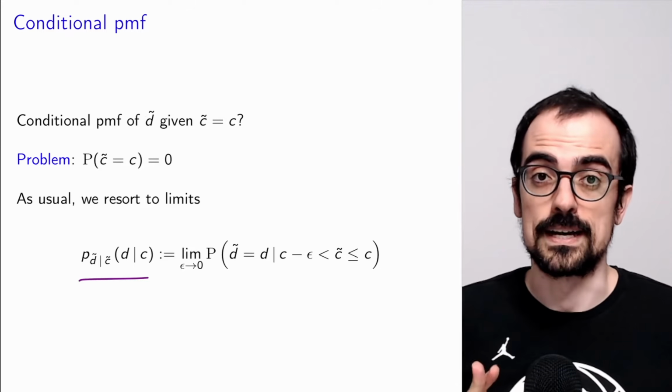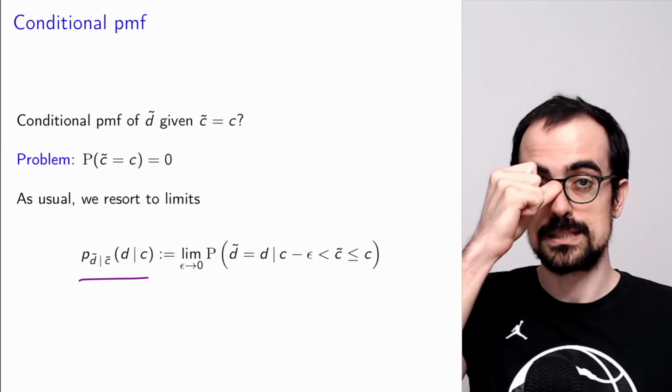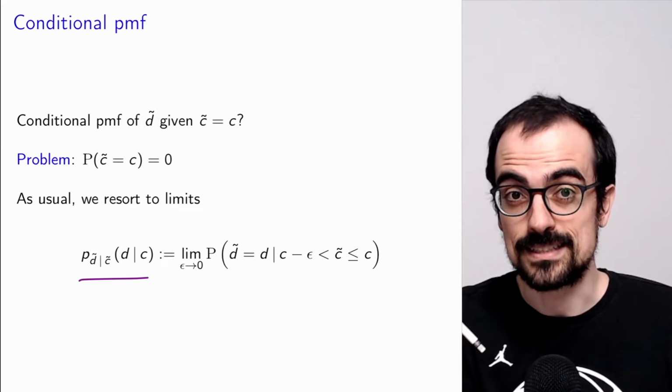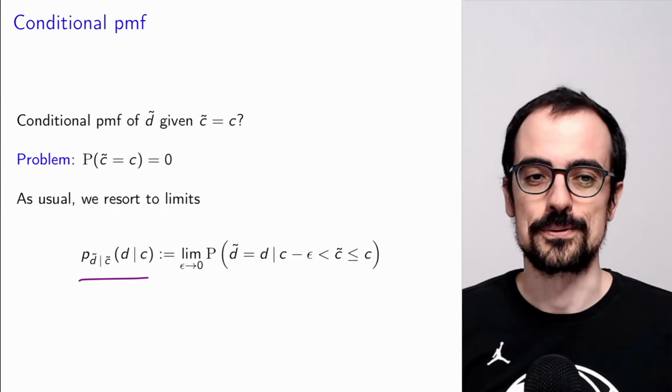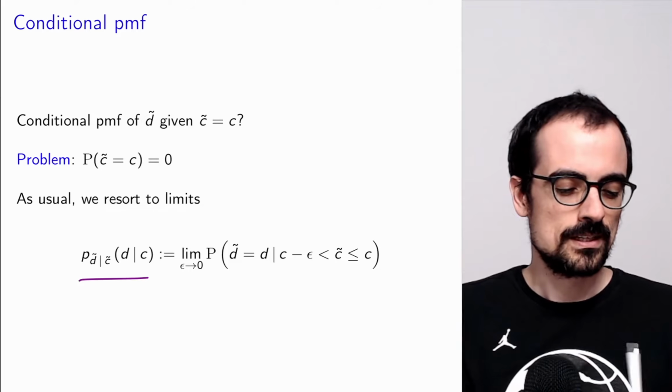Okay, and this is how we define it, as the limit of the conditional probability that the discrete random variable is equal to a certain value, given that the continuous random variable is in an interval whose length shrinks to 0.